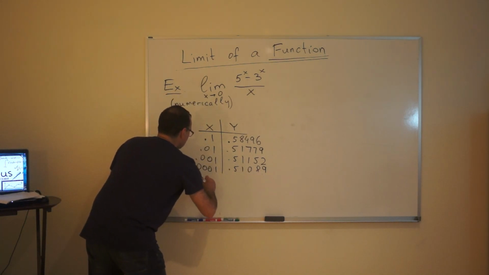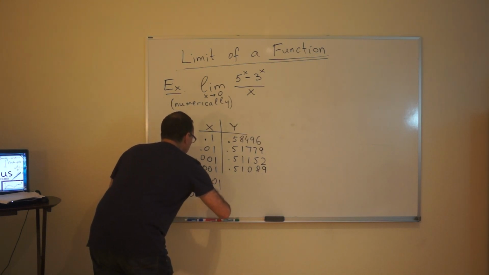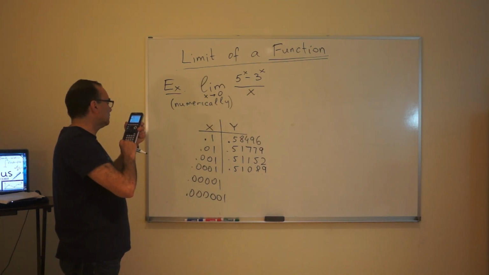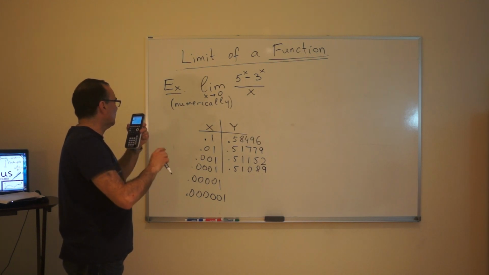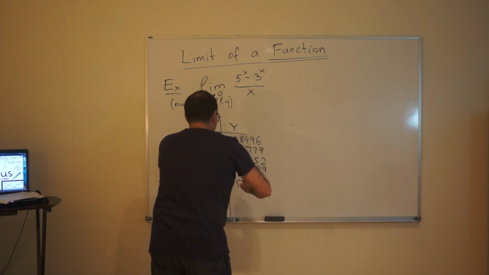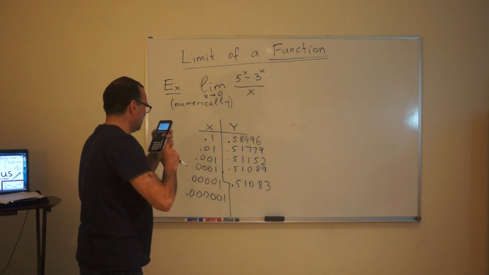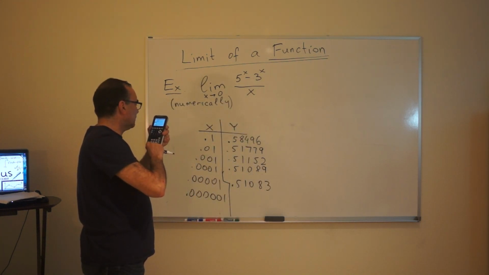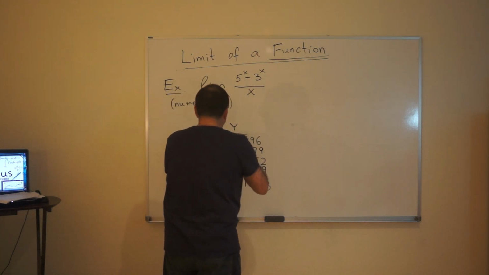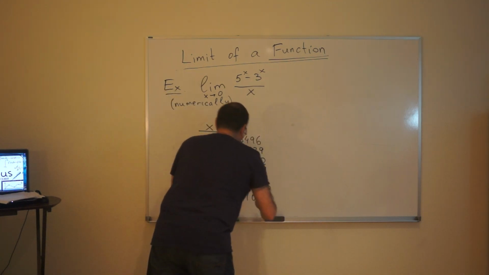Let's try 0.00001. So the answer happens to be 0.51083. And let's do the last one, 0.000001. So the answer happens to be also 0.51083. It looks like it's exactly the same.